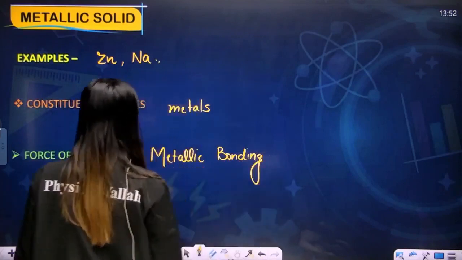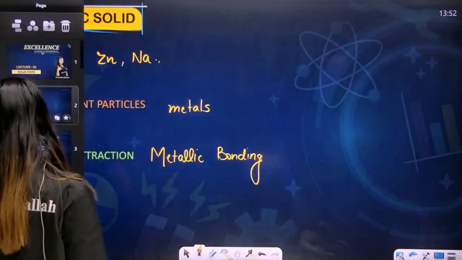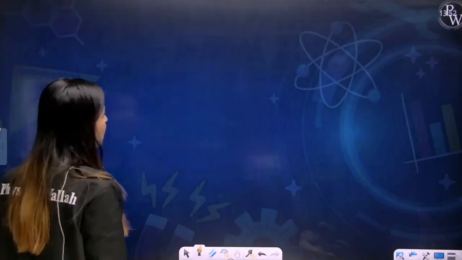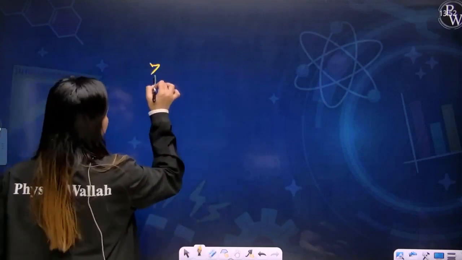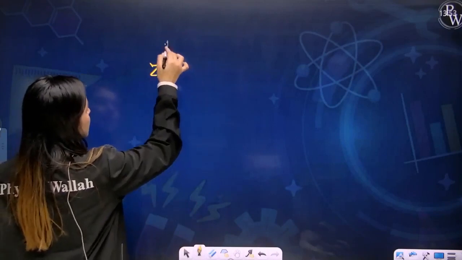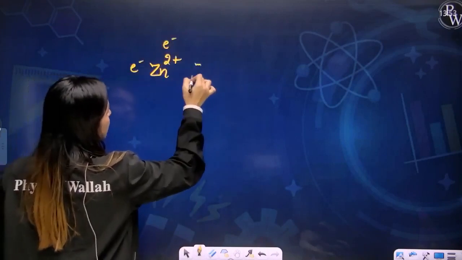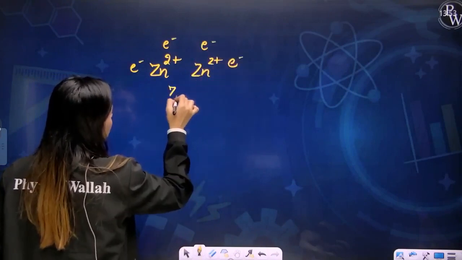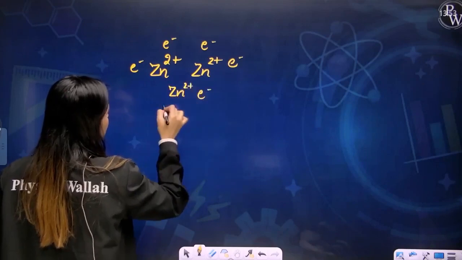Now let's try to understand what a metallic solid is. To understand it, let's take the example of zinc. Zinc is a metal, and since it is a metal, it has a tendency to lose electrons. So what does zinc do? Zinc loses 2 electrons, right? Let's say an electron is here and an electron is here. There you will have another zinc which will again lose 2 electrons. You will have electrons somewhere here, somewhere here. Let's say you have Zn2+ here, and it will lose electrons somewhere here.